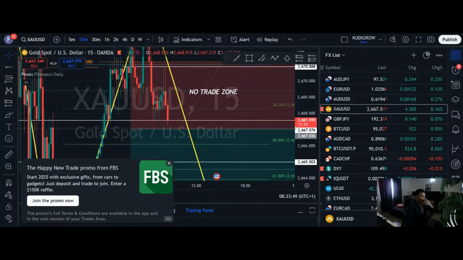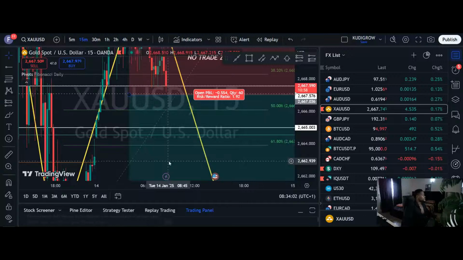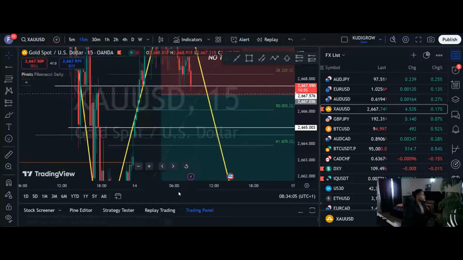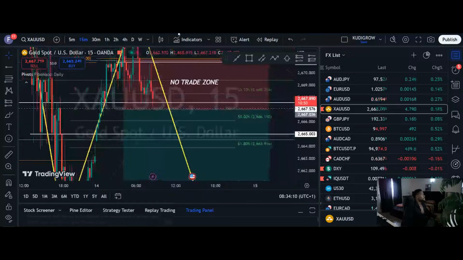Oh goodness. Can you see my screen now? Can you see my screen? Interesting.